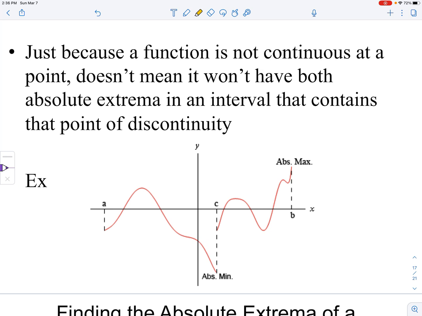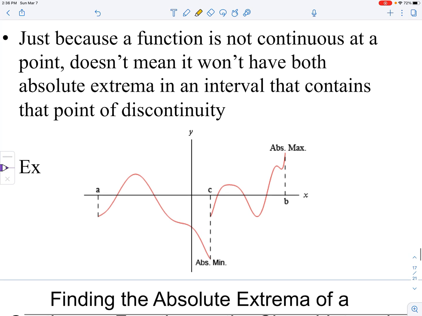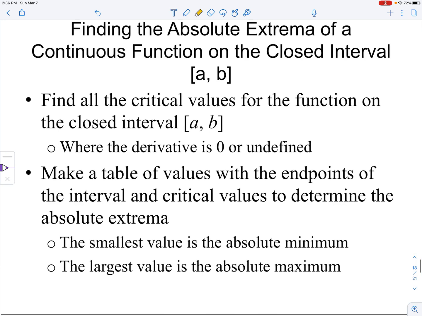Okay. Just because a function is not continuous at a point doesn't mean it won't have both absolute extrema in the interval that contains the point of discontinuity. It's not guaranteed by extreme value theorem. So extreme value theorem just allows us to, when we know a function is continuous on a closed interval, know there will be both an absolute max and min. And this is going to become really key, important, helpful, once we start looking at application problems.